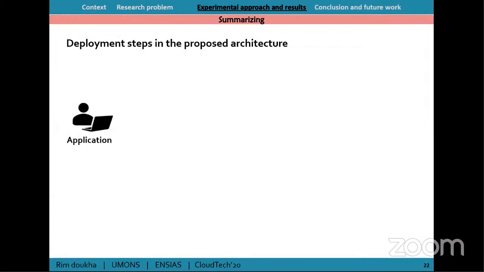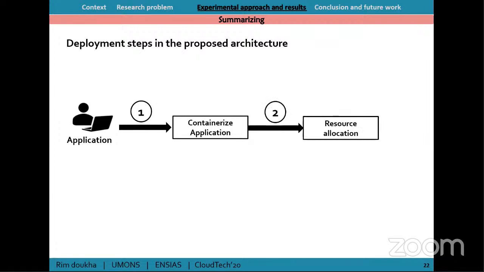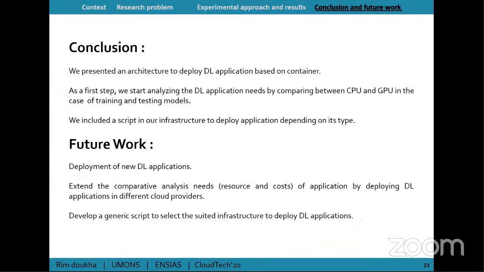So to summarize, in order to deploy an application in our environment, it will pass through several steps. First, the application should be containerized with a suited configuration, then the user is assigned to the appropriate node according to its requirements, and at the end, deploying and executing the application using Kubernetes.